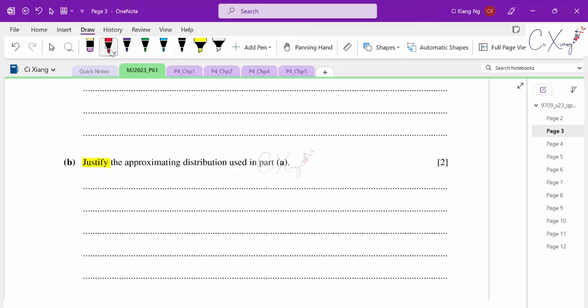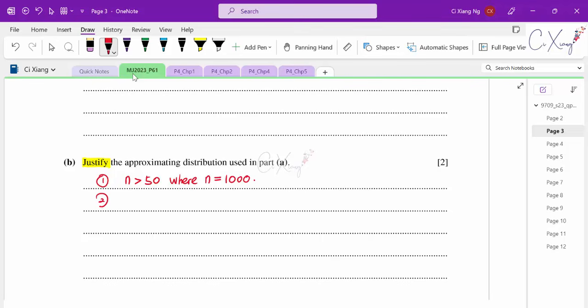For your information, this kind of question you need to memorize. To change binomial into Poisson, there are two criteria that you need to follow. The first one is that you have to ensure that n is greater than 50. In our question, we know that our n is more than 50 already, because our n is equal to 1000.